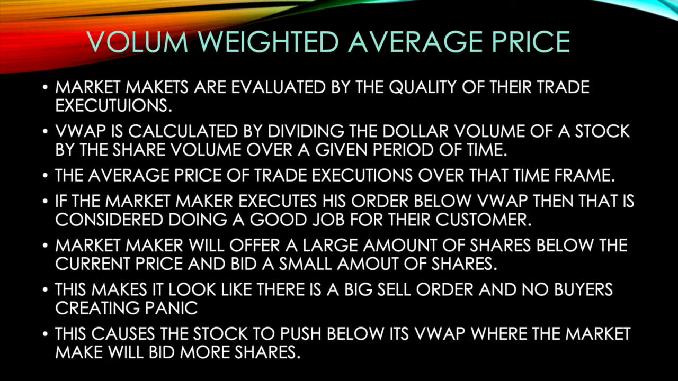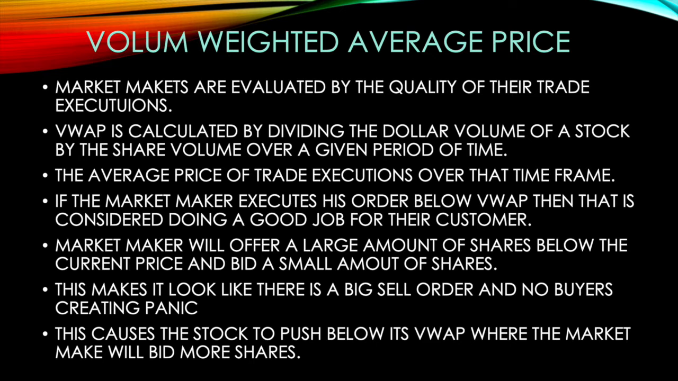I personally use a 5-minute chart. If the market maker executes his orders below VWAP, then that is considered doing a good job for the customer. So that means they've executed the orders below the average price, which would be considered a discount. It's one way to think of that. The market maker will offer a large amount of shares below the current price and bid a small amount of shares. This creates market manipulation, and it happens all the time.